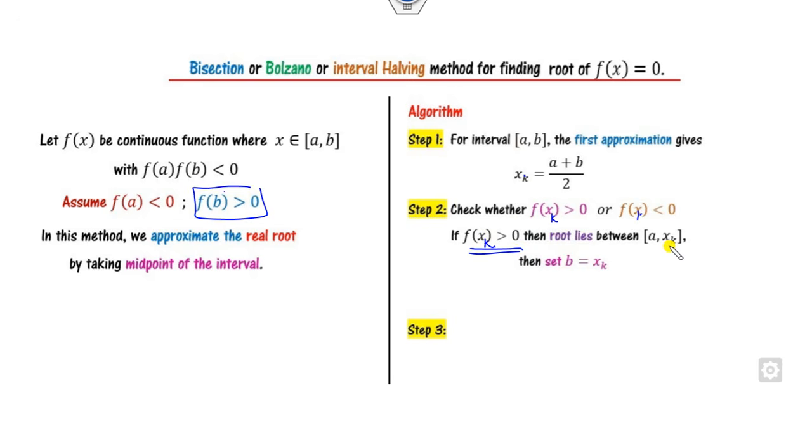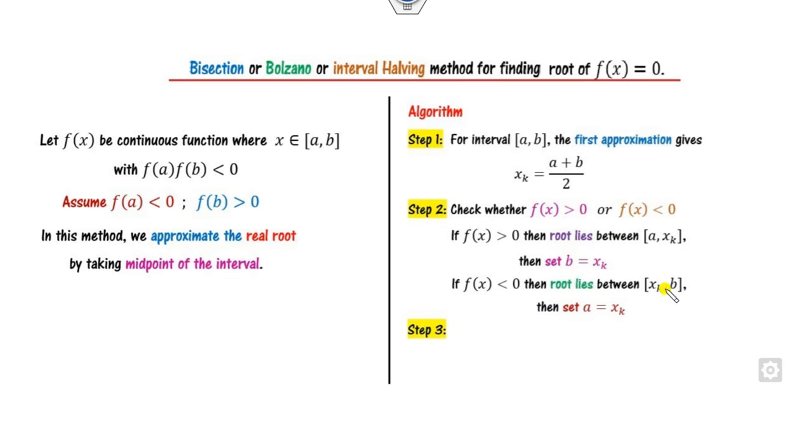Then in the interval we have to replace this b with the new solution xk, and that is, we set b as xk. On the other hand, if my f of xk is less than 0, that means we have to replace the a. We have to replace the a with the xk. Then the interval will be xk comma b. Fine. Now again we will get the interval, and again we will get a new point.